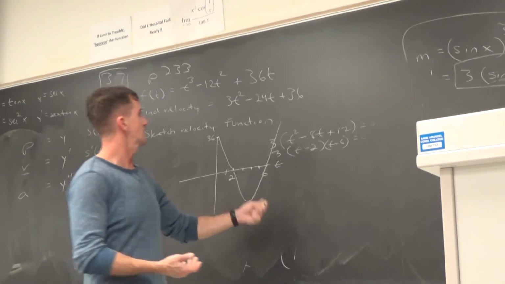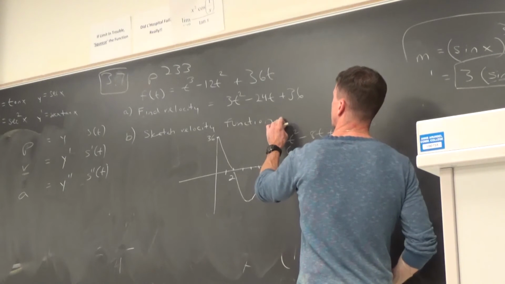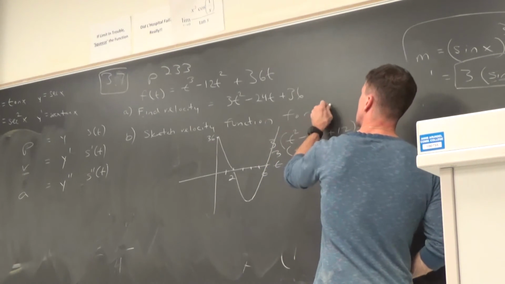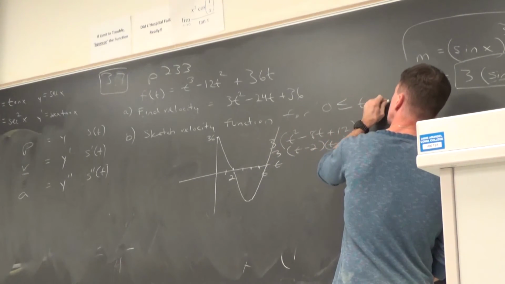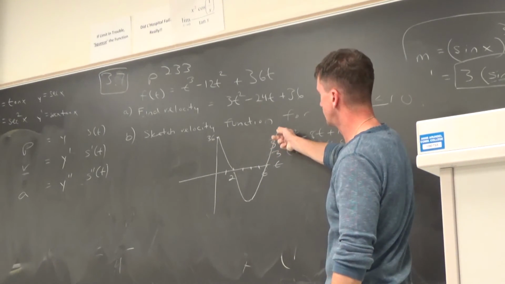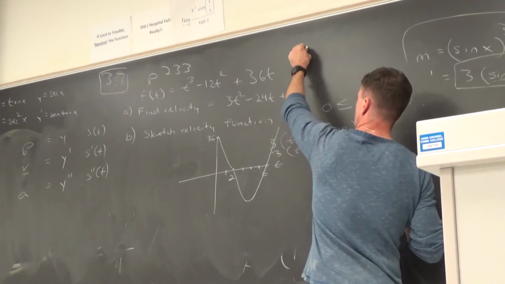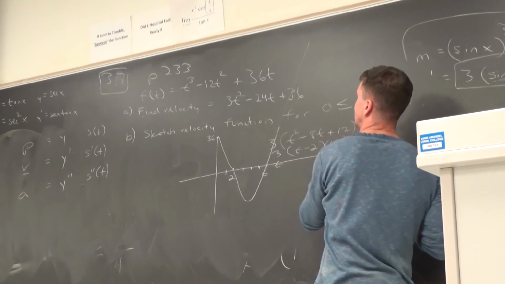By the way, I say we sketch this out to t equal to, you might say infinity. How about 0 less than or equal to t, and let's go up to like 10. What would this thing keep doing? Keep going up. I mean, it gets pretty high at 10.